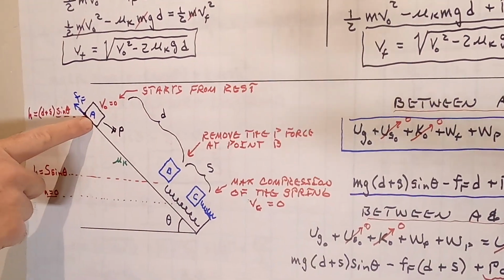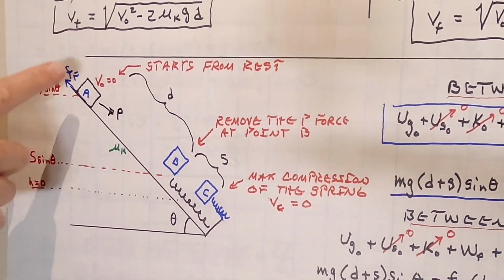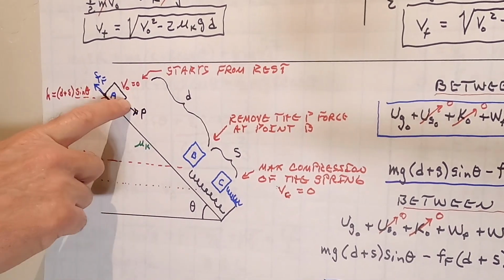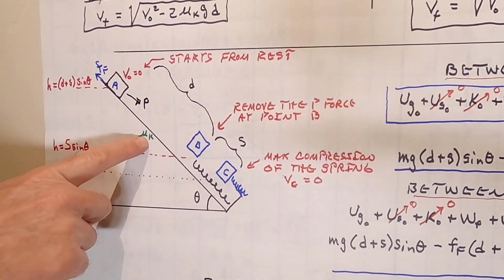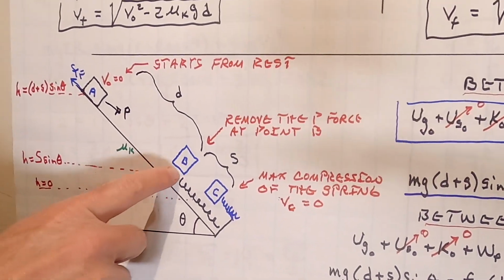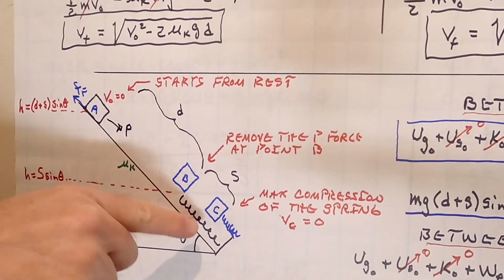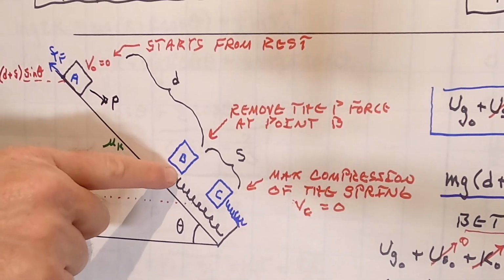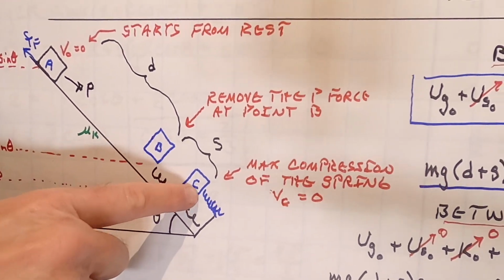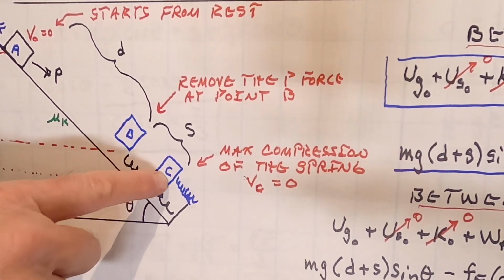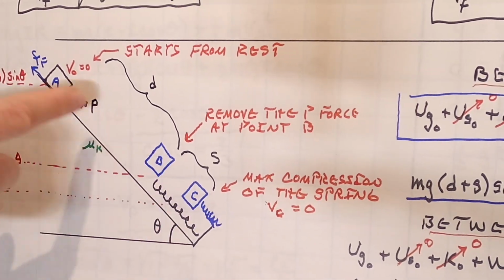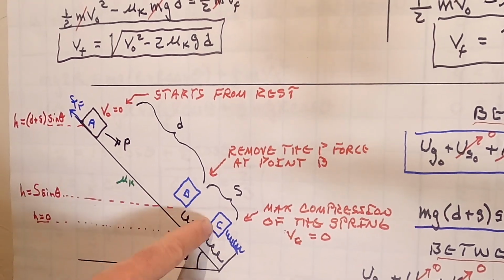So let's say we have a block. It starts from rest right here. You let it go, and we push on it with a constant force P. We've got friction. When we get right to the spring at point B, we'll remove the force. We won't push on it anymore. So it just keeps sliding because it has this velocity. It hits a spring and compresses some maximum distance, so your velocity goes to 0. Then it'd probably come back, but we don't care what happens after that.